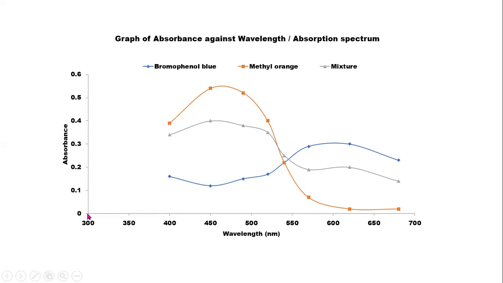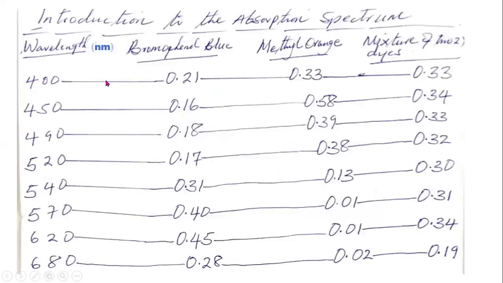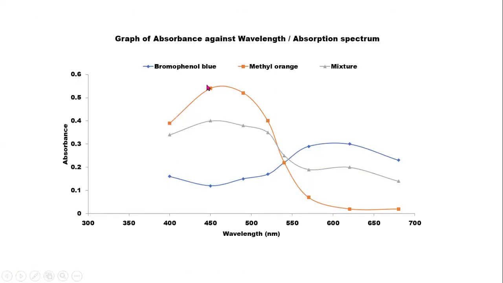So this is our axis. We have from 0, 0.1, 0.2 up to 0.6, and we started our wavelength axis from 300: 300, 350, 400, 450 up to 700. So we plotted for each of the dyes. You remember, at 400 for bromophenol blue it is 0.21. So bromophenol blue, look at it, at 400 is what?